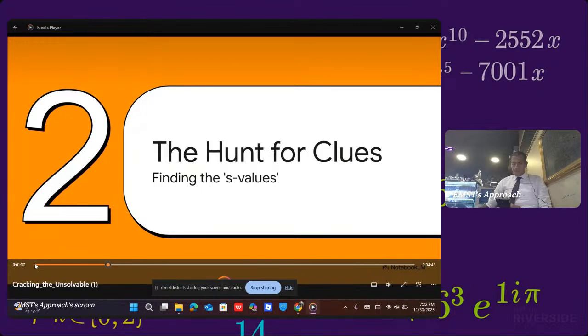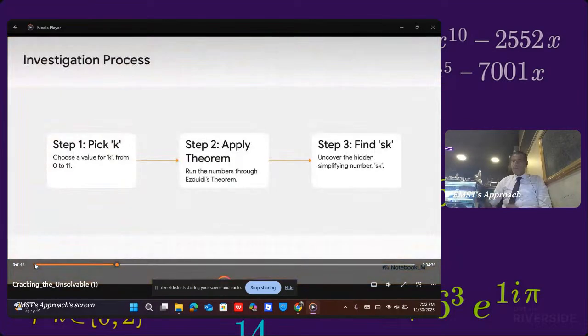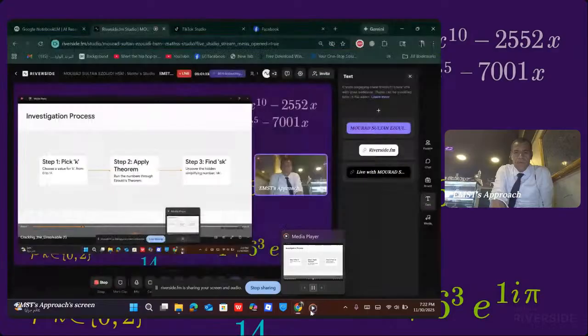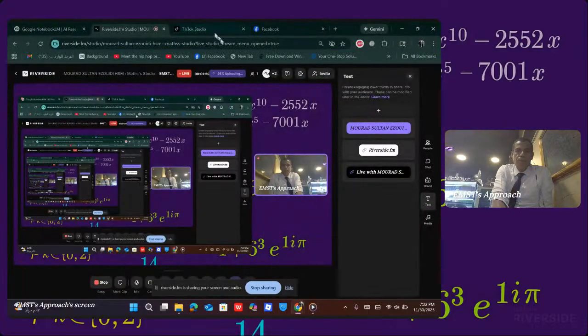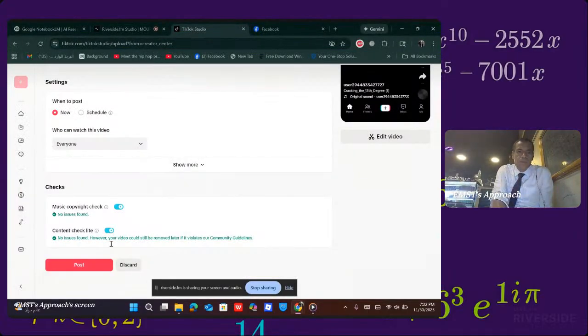Okay, so we've got our tool. It's time to start the investigation. We're officially on the hunt for these crucial simplifying numbers. The theorem actually calls them S values. And the process here is super systematic. Think of it like dusting for fingerprints at a crime scene. We're going to apply the theorem 12 separate times for 12 different values of k, starting at 0 and going all the way up to 11. And each time we're hoping to find one of those clues, an SK value.